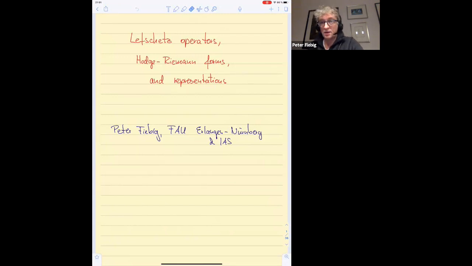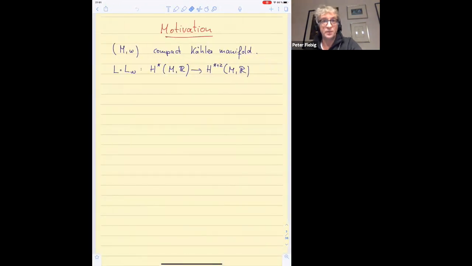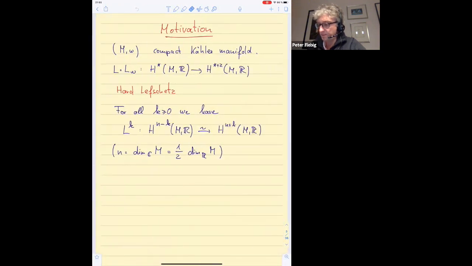So I want to start with some motivation. Hard Lefschetz. If you have a compact Kähler manifold, a complex compact manifold that comes with a Kähler form, then this Kähler form gives you a morphism of degree 2 on the cohomology. And so the Hard Lefschetz theorem tells you that for all k bigger or equal to 0, the kth power of this operator L gives an isomorphism between the (n minus k)th cohomology and the (n plus k)th cohomology, where n is the complex dimension of the manifold, or half the real dimension.